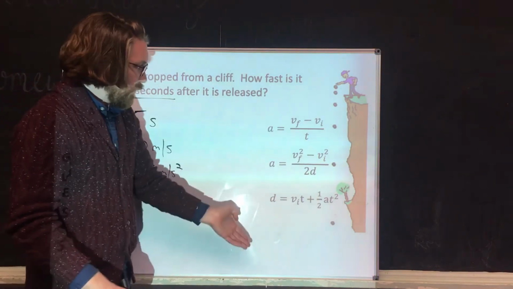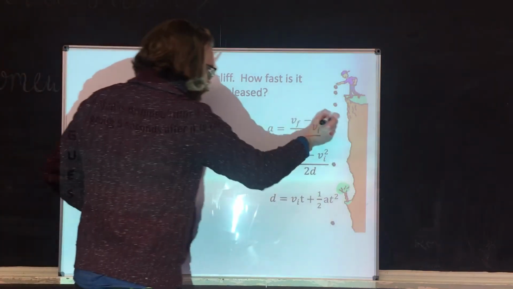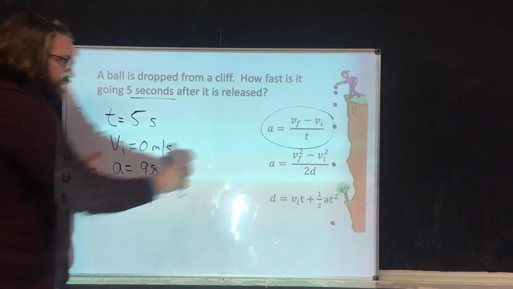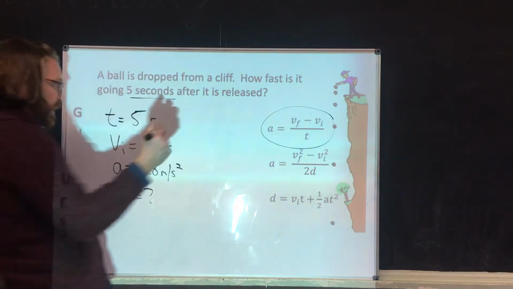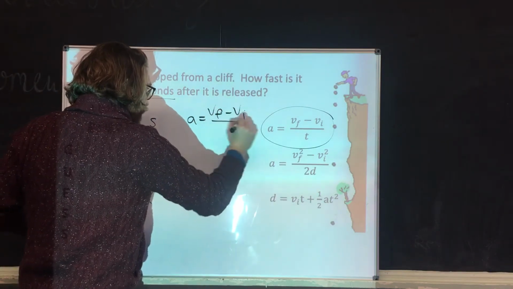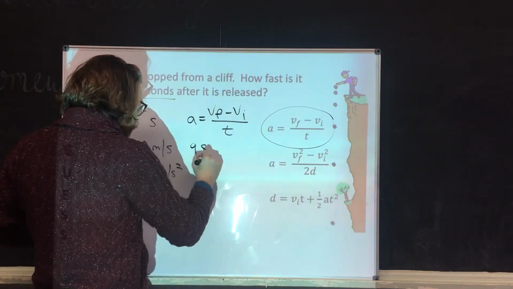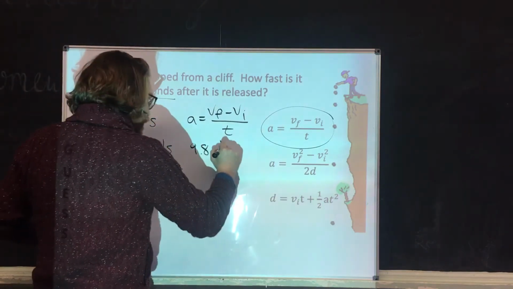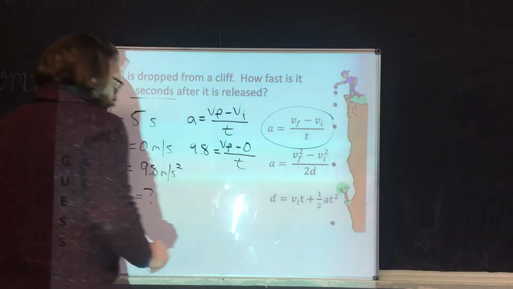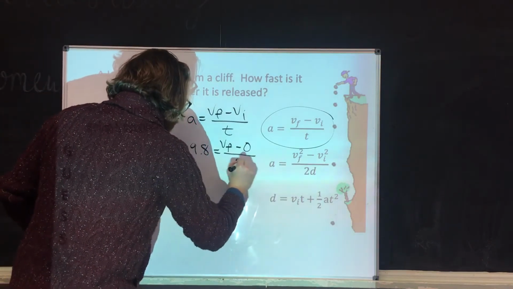Here is my chart. I go over here to my equations. Which one has all four? Well, that would be 1. We got acceleration, final velocity, initial velocity, and time. I write down my equation. Acceleration equals Vf minus Vi divided by time. Plug in my numbers. 9.8 equals my final velocity minus my initial velocity, divided by my time, which is 5.